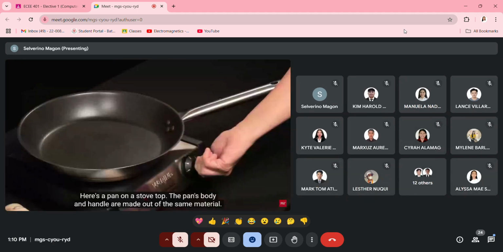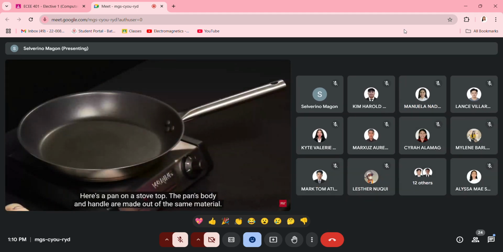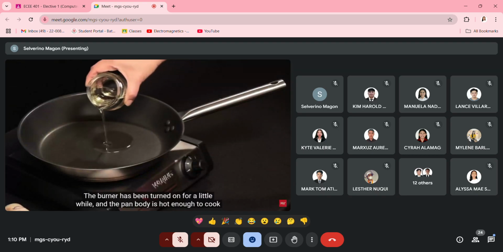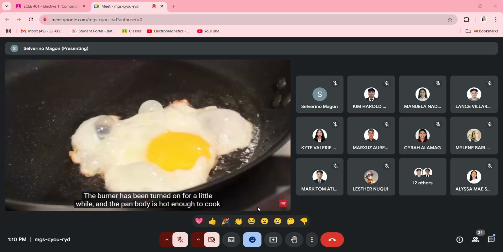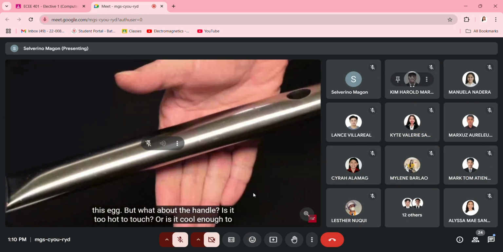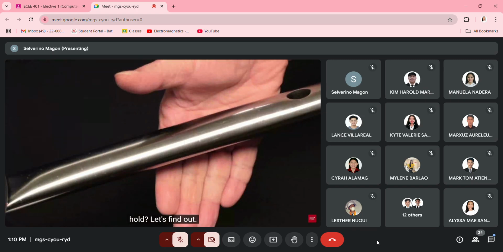Here's a pan on a stovetop. The pan's body and handle are made out of the same material. The burner has been turned on for a little while, and the pan body is hot enough to cook this egg. But what about the handle? Is it too hot to touch, or is it cool enough to hold? Let's find out.